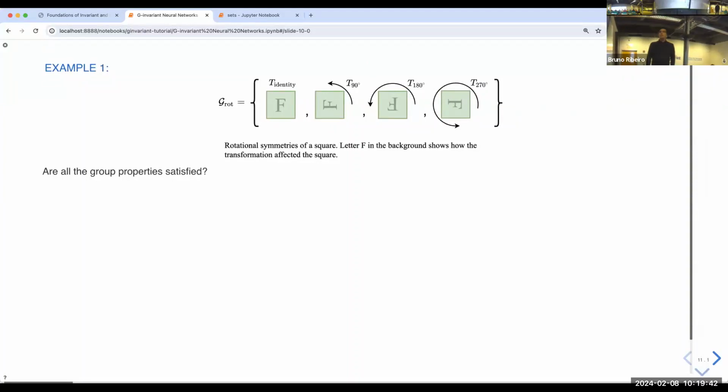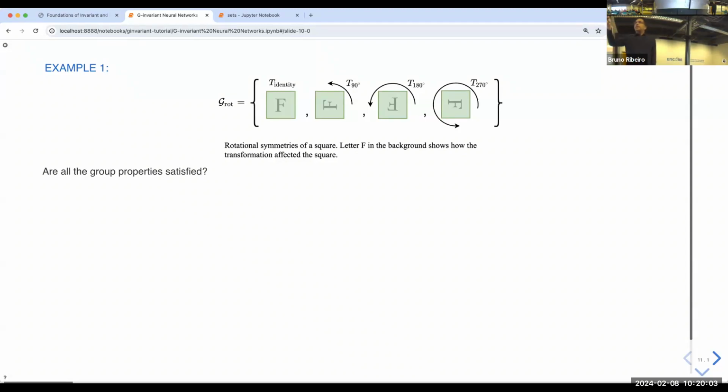So let's see an example here. Let's talk about 90-degree rotational symmetry, right? We have the identity. So here we have an image. Now we do a 90-degree rotation. There is another operator that's 180 and 270, right? The rotational symmetries of a square.